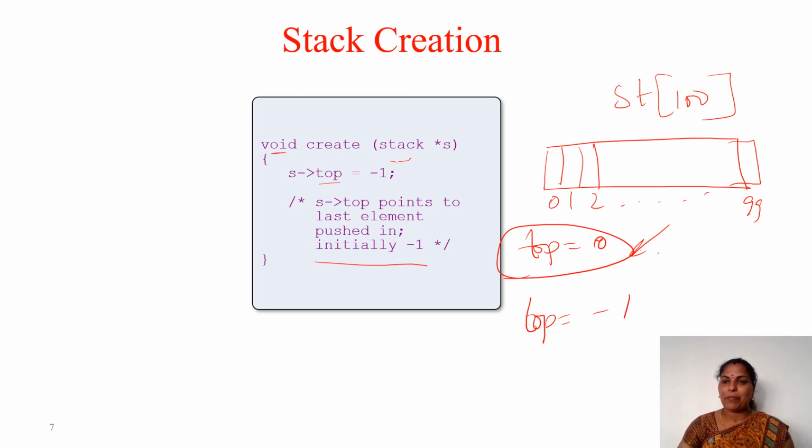Because we increment the top first, then we insert, it stays at the last pushed position. Initially it is always -1, because once we push the first element into this stack, the top becomes 0. So 0 minus 1 is -1. Only initially it is -1.